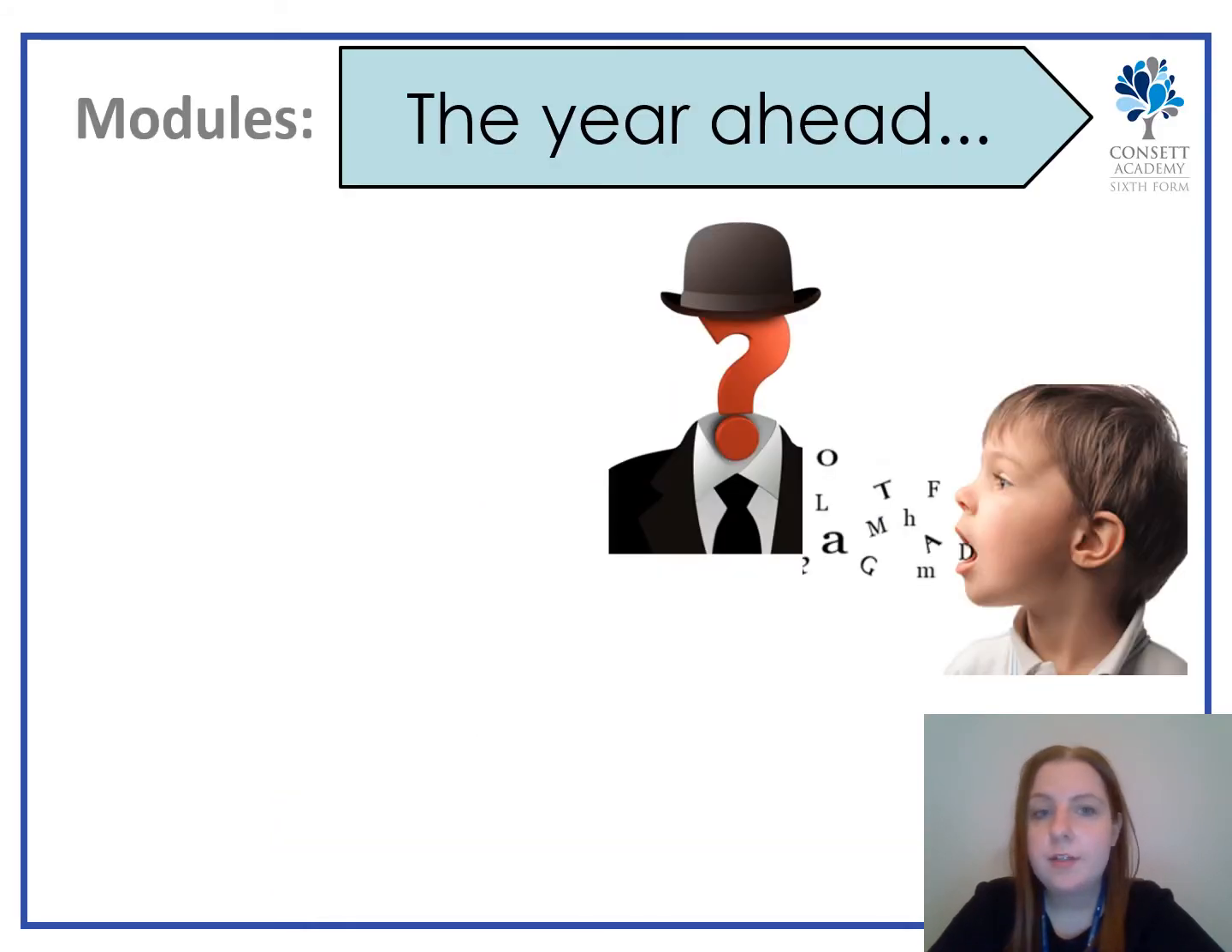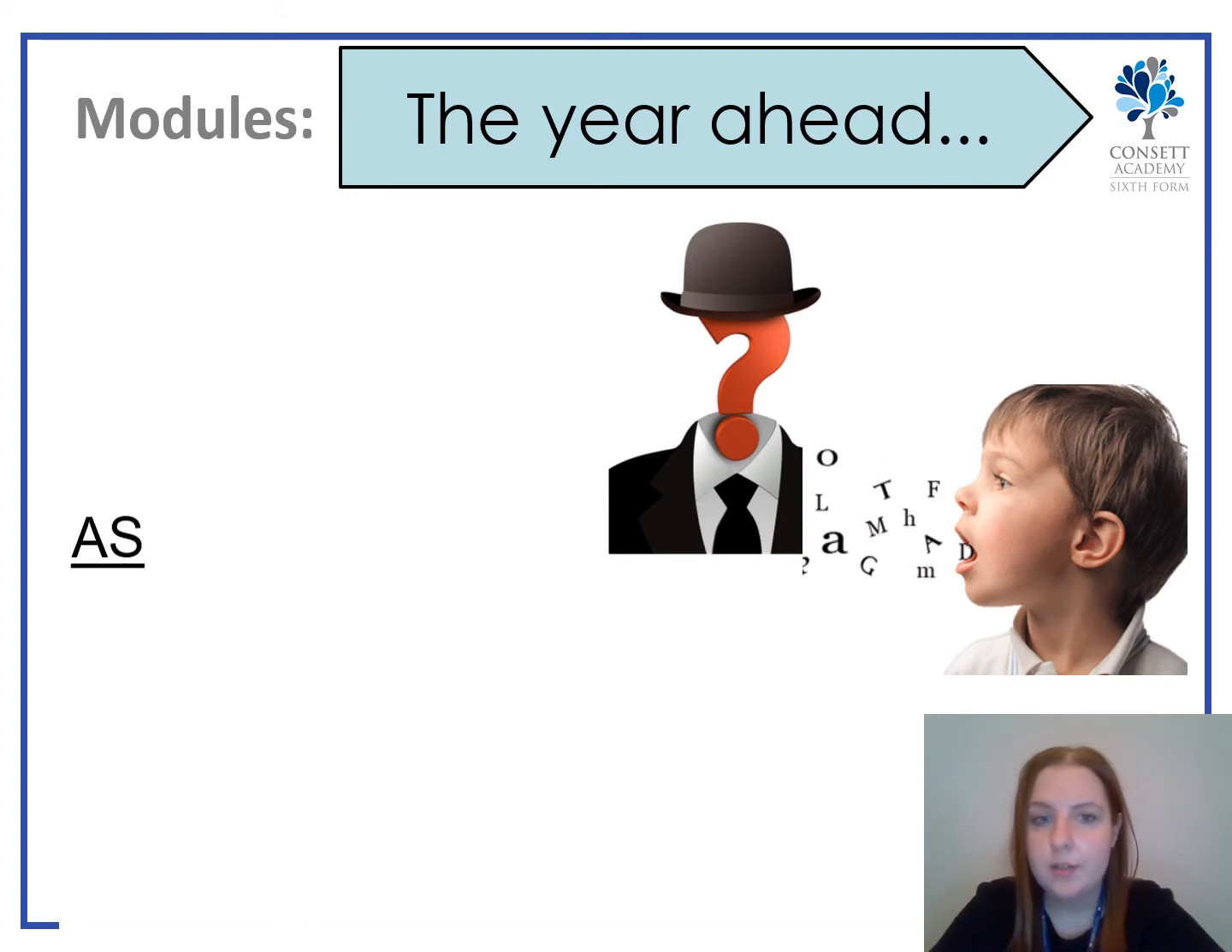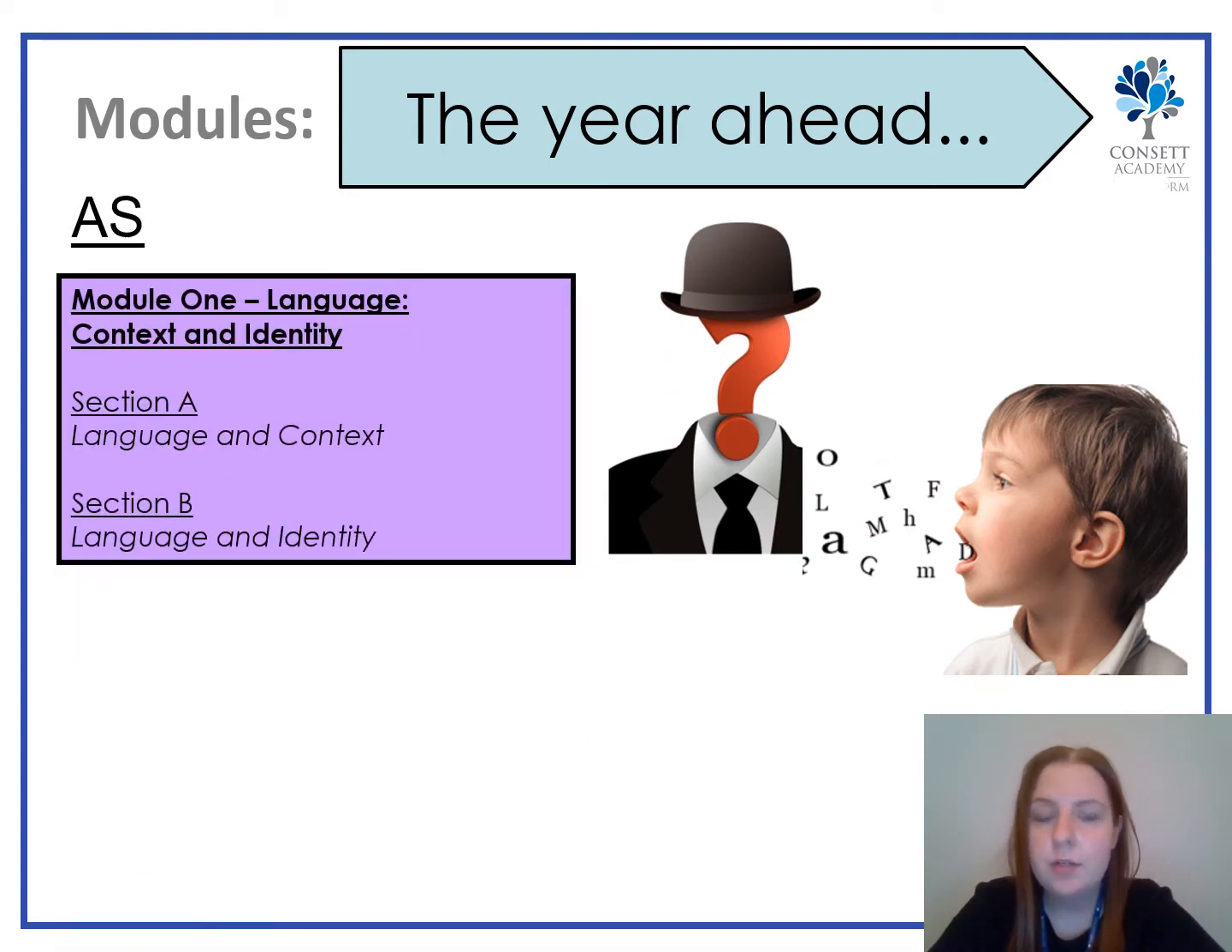The first thing I'd like to do is have a look at the year ahead if you do decide to select English Language. So at AS, the first thing that you do is a module called Context and Identity. In Language and Context, you will look at a full range of texts in accordance to a range of frameworks that you will learn at the start of the year.